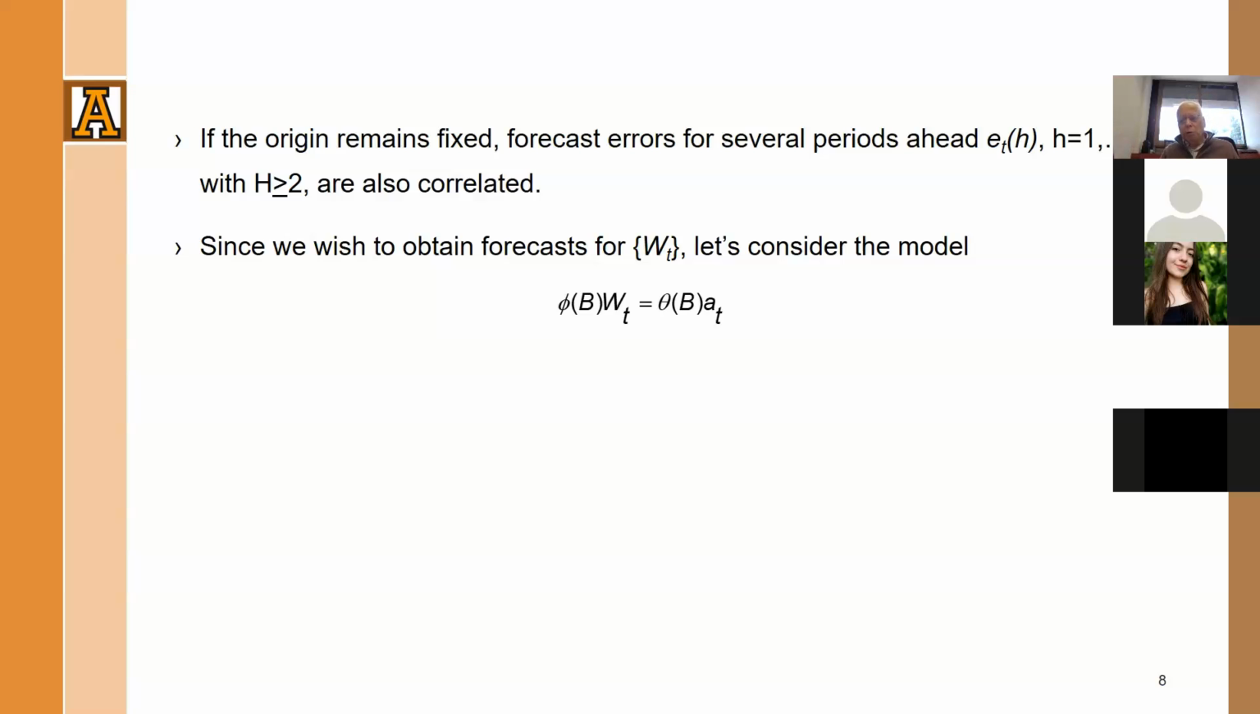Now, let's go back to our model. We never know the psi weights, so we don't know the coefficients that minimize the conditional expectation. So let's consider the model. We said that WT is stationary, so we can express the model as phi of B WT equals theta of B AT, where phi of B is the autoregressive polynomial and theta of B is the moving average polynomial. It's stationary, so the roots of phi of B will lie outside the unit circle.